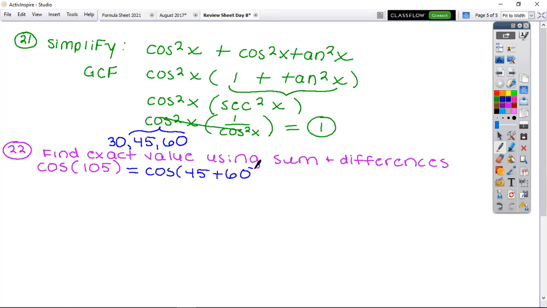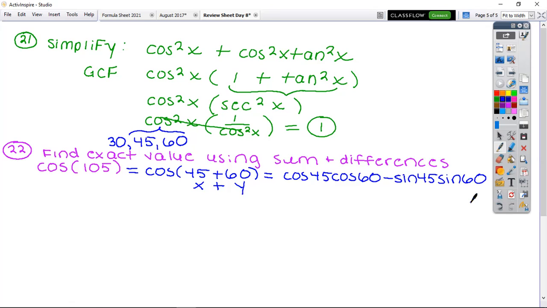And then on your formula sheet, you're going to find the formula that says cos of x plus y. So cos of x plus y is going to be cos x cos y. So this is equal to cos of 45 cos of 60. Is it plus in the middle? Nope, that one switches. Minus sine of 45 and sine of 60. Again, you want to be very careful when you copy these because they tend to all just blend together and look the same. Now you're going to plug them in.